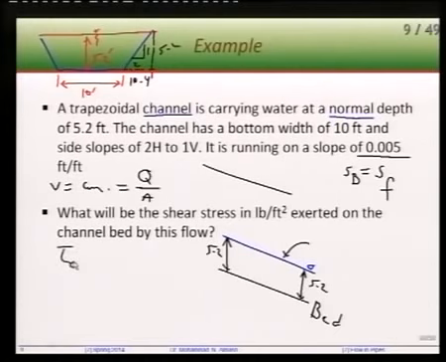Now we can say tau naught would equal gamma, like that. This is the second equation that we already saw. You can start from the first equation, but we don't really need to waste time. Gamma is rho g, so it's not an issue. S_F is given now, this one. The only thing now we need to find is the hydraulic radius. Let's see.